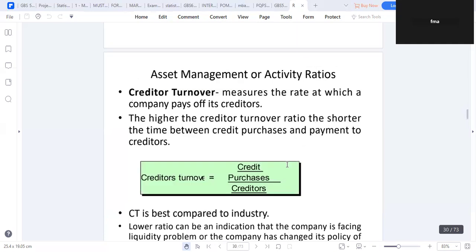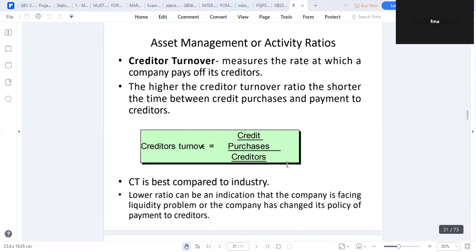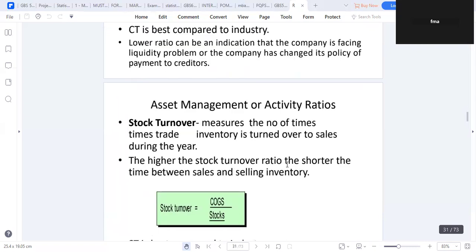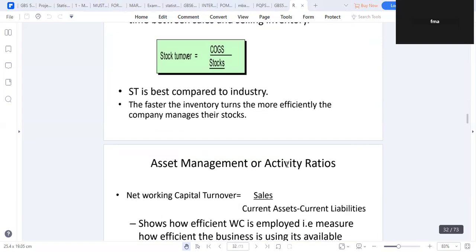Then we also have the creditors turnover, which measures the rate at which a company pays off its creditors. So it may be given by credit purchases over creditors times 360. If you have a higher creditors turnover ratio, it means you have a short time between your credit purchases and payment to your creditors. So this one is compared to the industry average. We also have a stock turnover, which means the number of times inventory is turned over to sales. So the higher the stock turnover, the shorter the period between the sales and selling inventory. So we measure this against the industry.